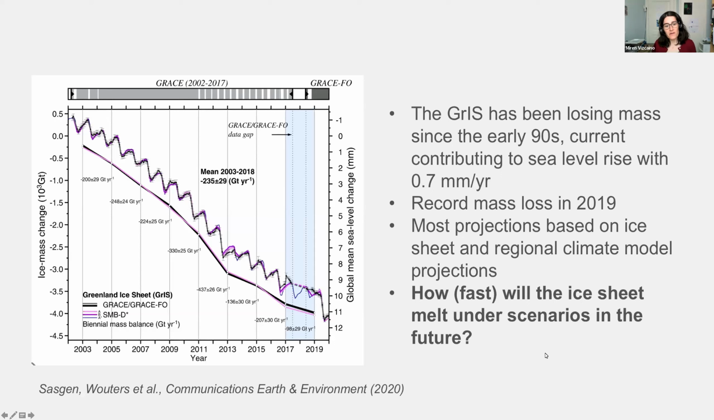Okay, so this figure is about the mass evolution of the Greenland ice sheet in the last couple of decades. The current contribution is around 0.7 millimeters per year, with record mass loss in 2019. If you go through the last IPCC report, you will see that most of the projections are focused on the century scale, and they are performed for Greenland with ice sheet models that use SMB forcing, so surface mass balance forcing from regional climate models.